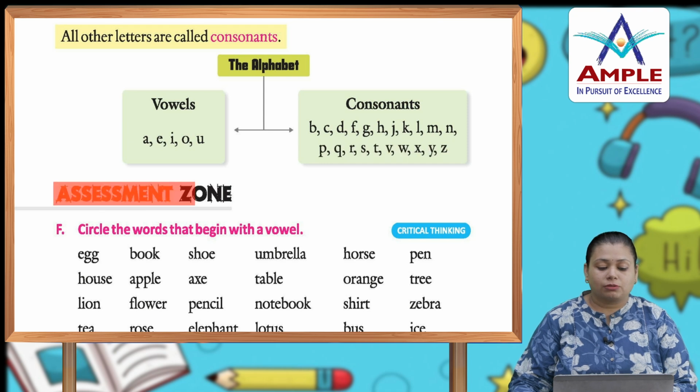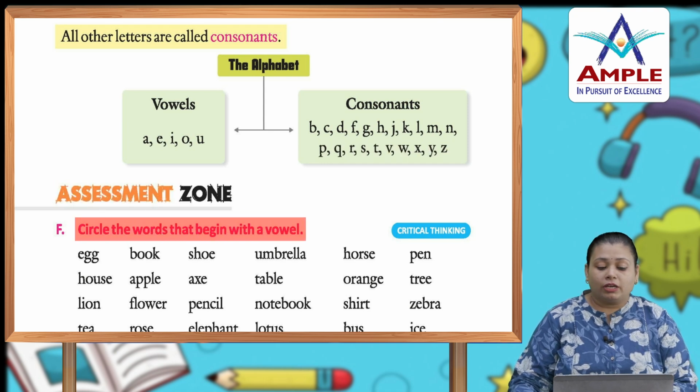Okay. Now the assessment zone. Circle the word that begins with a vowel. So you have to circle those words which start with a vowel. As you know, we have 5 vowels. Whatever word starts with a vowel, you have to circle it.